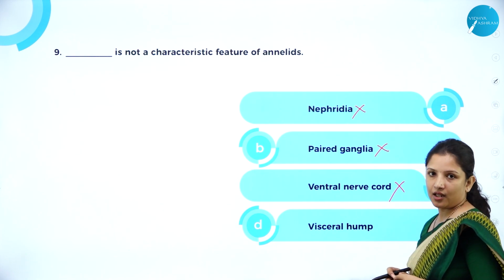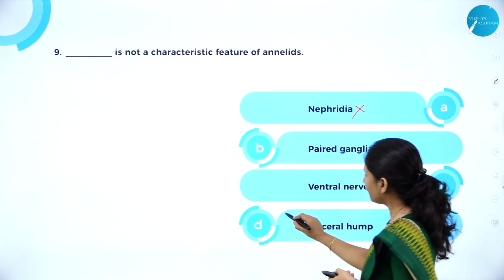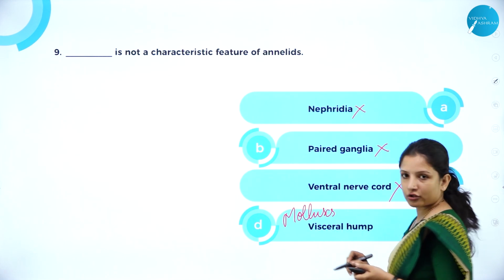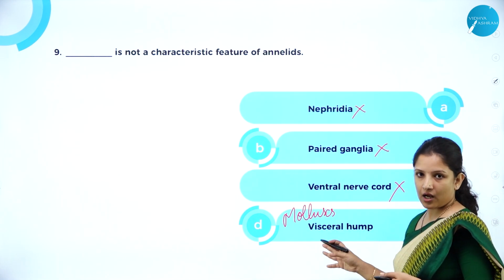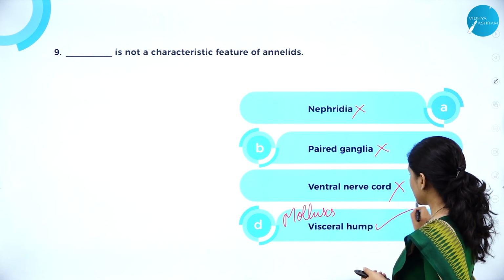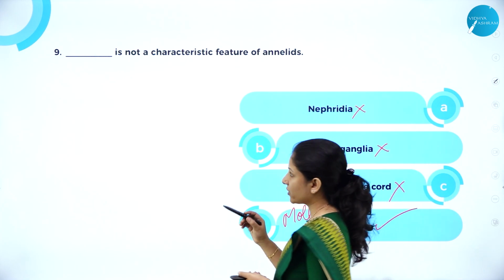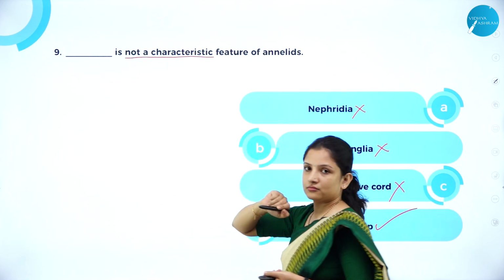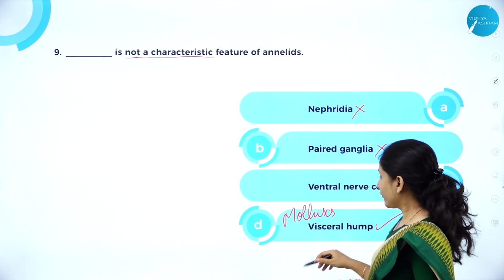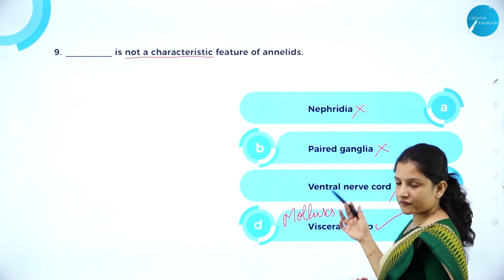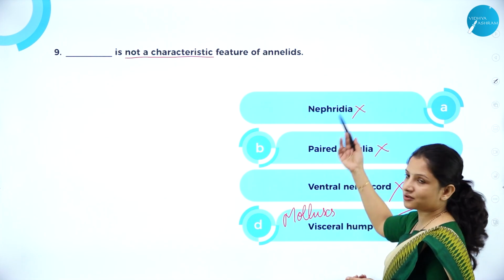It is the visceral hump, because visceral hump you find in mollusks, that is in oysters, in octopus. That is in phylum Mollusca. So therefore, this is the right answer, because be careful with the question. What did I ask you? Dash is not a characteristic. If it was a characteristic, I would have put option D as all of the above. Then you would have selected all of the above because all these three are the characteristics of annelids.